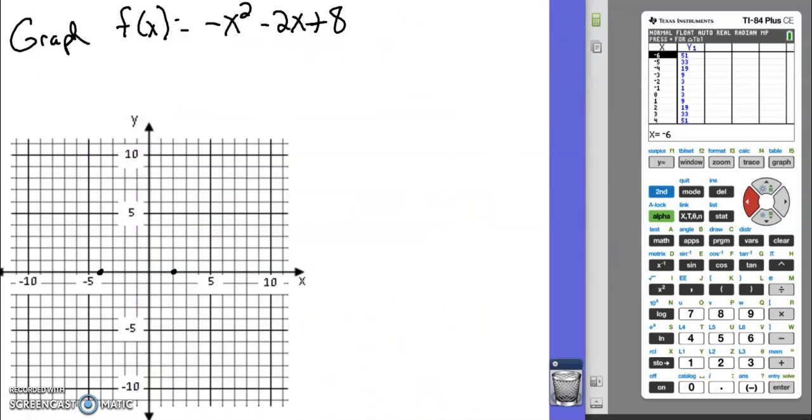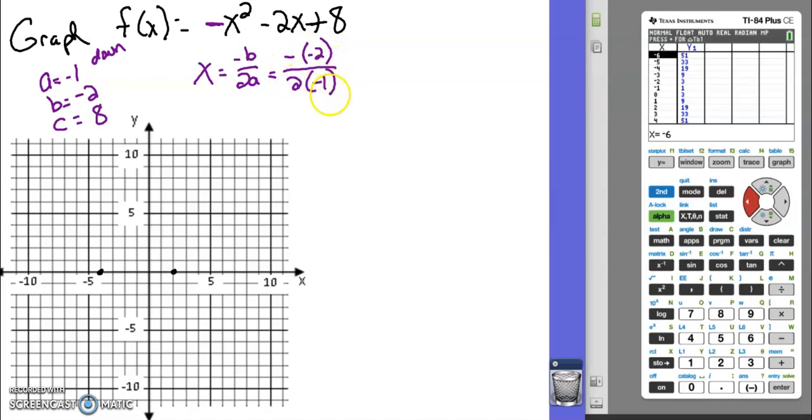So again, we have a function f of x equals negative x squared minus 2x plus 8. So one of the things, and that's in standard form, so you can see the a is negative 1, you can see the b is negative 2, and you can see the c is positive 8. I also noticed the a is negative 1, which means this opens down. This parabola opens down because of the negative a. So the very first thing you want to do is find the axis of symmetry. So x equals negative b over 2a. So negative b over 2 times a. So that's positive 2 over negative 2, which is negative 1 again.